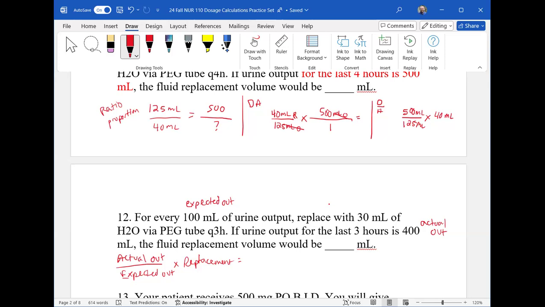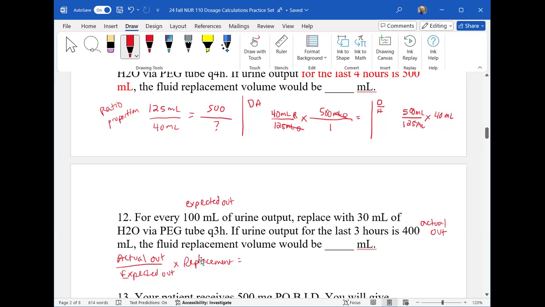The challenge is, sometimes especially when you're first learning these things, that you start flipping all sorts of different numbers around. So I would say keep your actual and expected together, treat it like ordered over available, and then always multiply by the replacement volume.